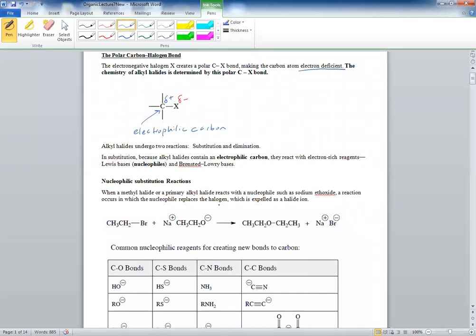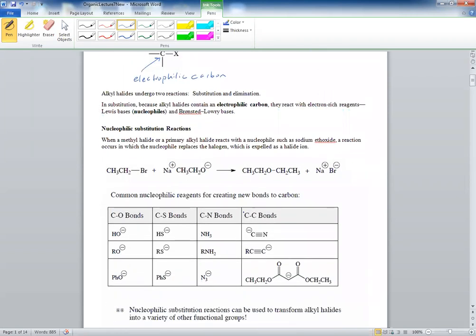So in this case, this electrophilic carbon, electron deficient, will react with electron-rich reagents, or what we call Lewis bases, nucleophiles, and Brønsted-Lowry bases. So again, those electron-rich reagents are going to find their way to react with this carbon that is electron deficient. So nucleophile, electrophile.